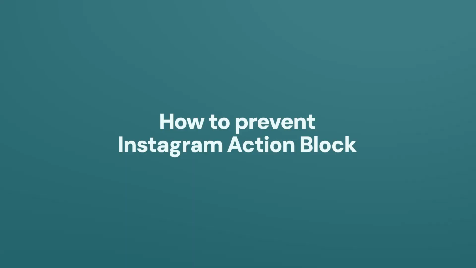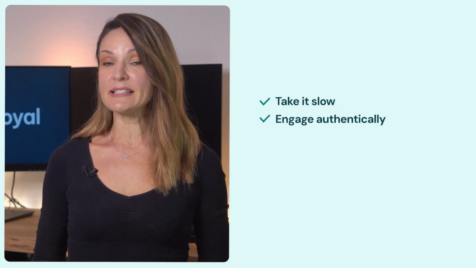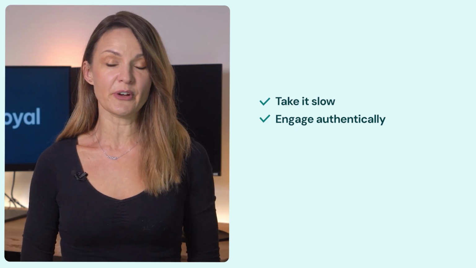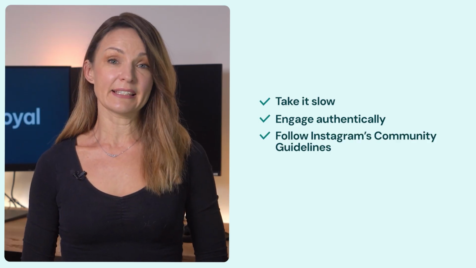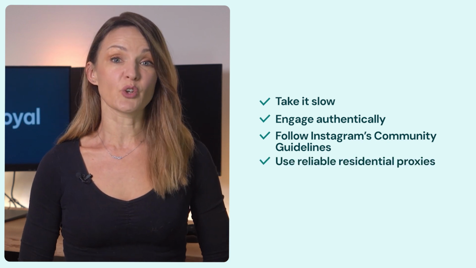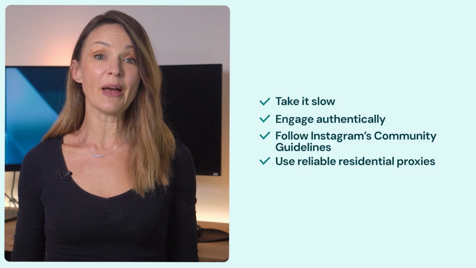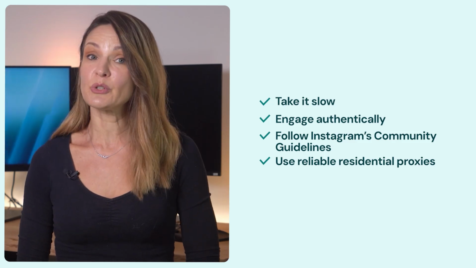Fixing a block is important, but for multi-account and automated workflows, avoiding it is crucial. Here's how to prevent Instagram action block and keep your operations seamless. Take it slow and gradually increase your actions, especially on new or inactive accounts. Engage authentically by mixing likes, comments, and story posts to mimic real user behavior. Follow Instagram's community guidelines and avoid prohibited content or banned hashtags. And use reliable residential proxies when managing multiple accounts or automating Instagram activities to distribute activity across different IPs and reduce the risk of blocks.